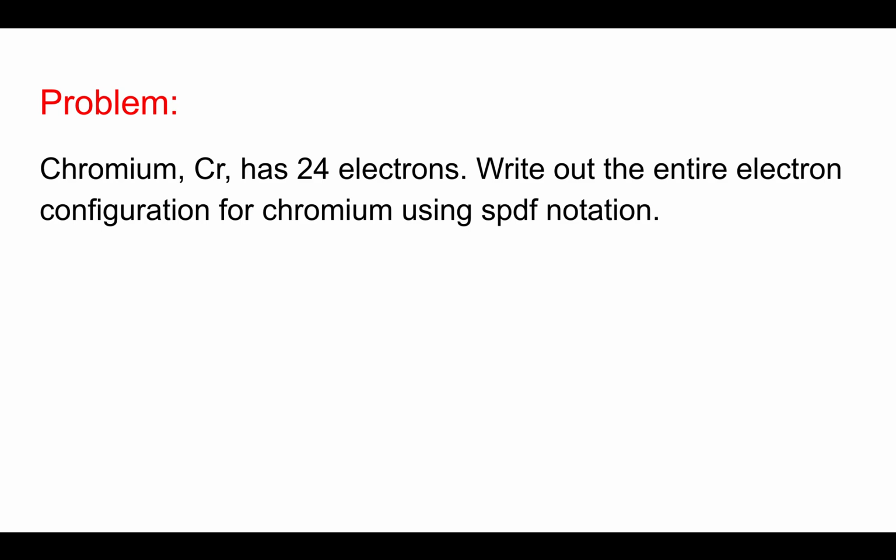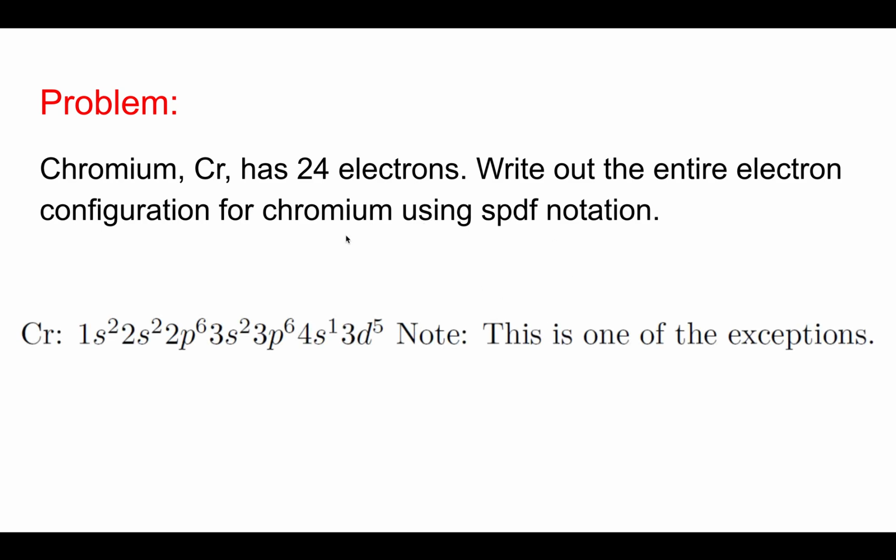is there anything interesting about chromium? Maybe we forgot something. So chromium is one of those exceptions. So 1s2, 2s2, 2p6, 3s2, 3p6, 4s2, 3d4. But it's not 4s2, 3d4. With chromium, remember that it is more energetically favorable to completely fill the 3d subshell. So we promote one of the electrons from the 4s subshell into the 3d subshell. This is actually more energetically favorable than 4s2, 3d4. Okay.